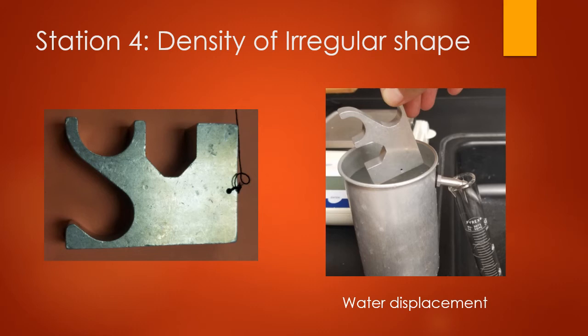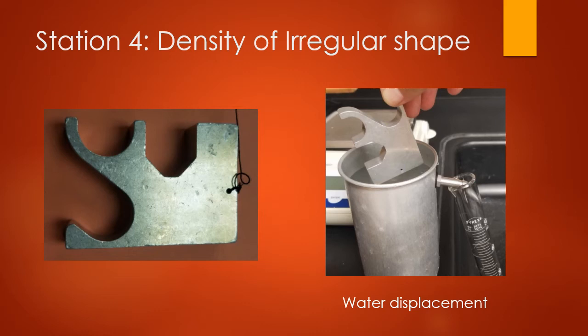Next is station 4. For station 4, we're going to calculate the density of an irregularly shaped object. You can see the object pictured on the left. Due to the shape of that object, we're not able to measure it with a ruler and do volume calculations to figure out the volume. So instead, we're going to measure the volume of that object using a water displacement method.